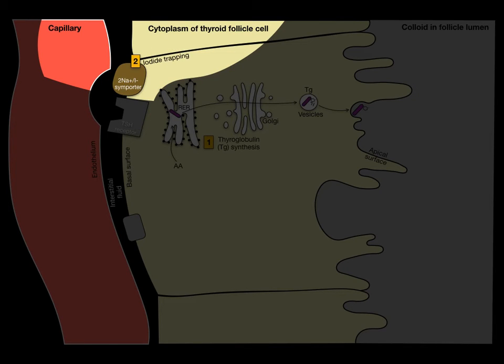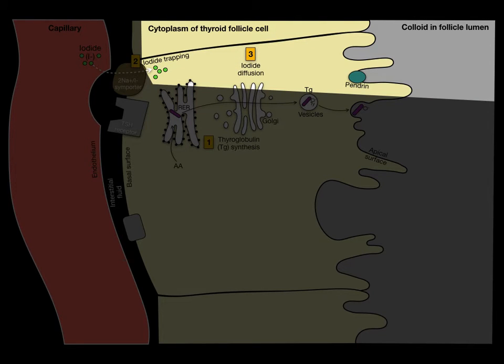The second step is called iodide trapping. Thyroid follicular cells actively transport iodide from the capillary into the cytosol through the sodium iodide symporters. For every two sodium being transported out, you get an iodide that comes in. Because iodide ions are so big and bulky, they cannot diffuse out of the cell, and therefore they become trapped in the cytosol. The third step is called iodide diffusion, where iodide rapidly diffuses from the basal to the apical surface of the thyroid follicle cells and then enters the follicular lumen through this transporter called pendrin. And so now we have this iodide inside the colloid.